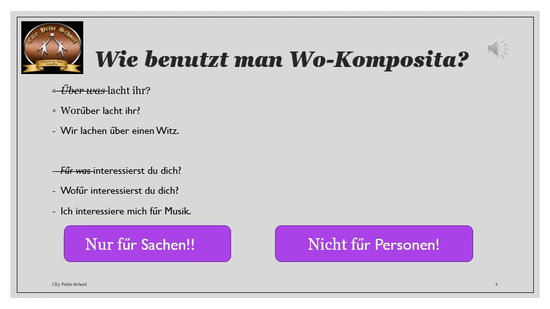Now, I hope you must have understood that wo composita, wo plus preposition, such type of WH question is used only for things or objects. Nur für Sachen, nicht für Personen. It is not used for people. It is used only in case of things. Now, how to do it with people, or what is the difference between both the questions, that we will see now.